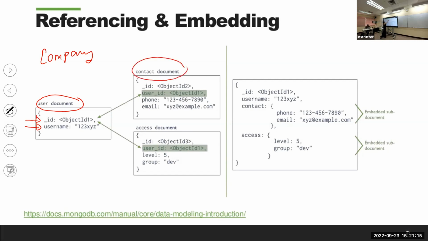You can have contact documents, maintaining information about the user ID and the contact information such as telephone and email. And you may have access documents, maintaining the access privileges that the account has, such as this user ID has access level 5, group developer.